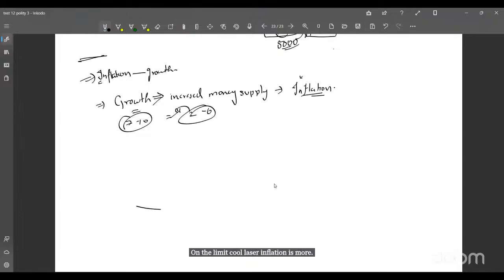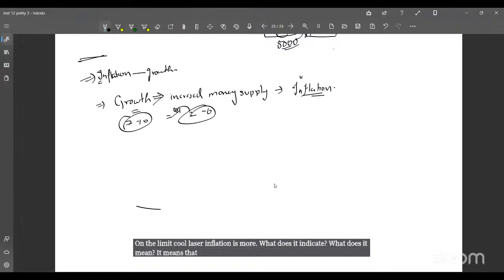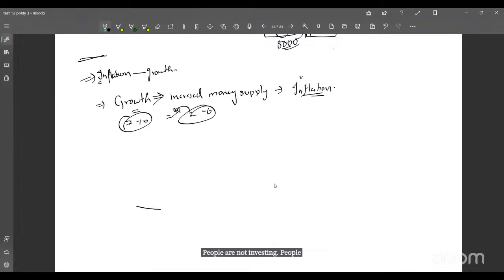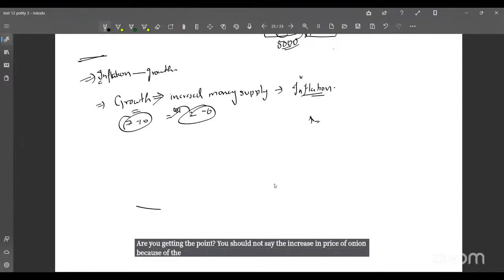Now, if it goes below 2%, what does it indicate? What does it mean? It means that people are not having money in their hands. People are not investing. People are not spending. That is what it means. Are you getting the point? You should not call the increase in the price of onion because of reduced supply inflation.